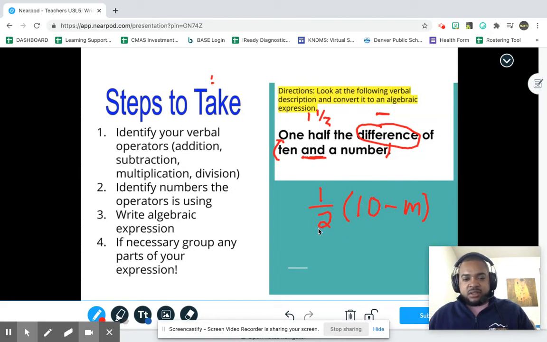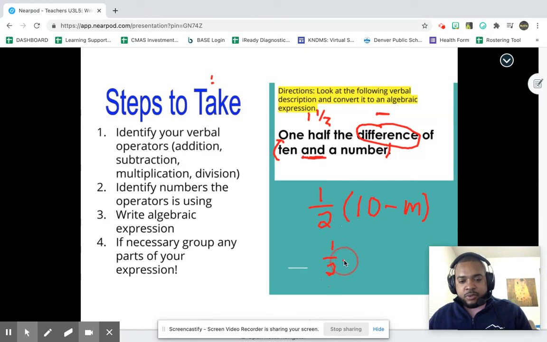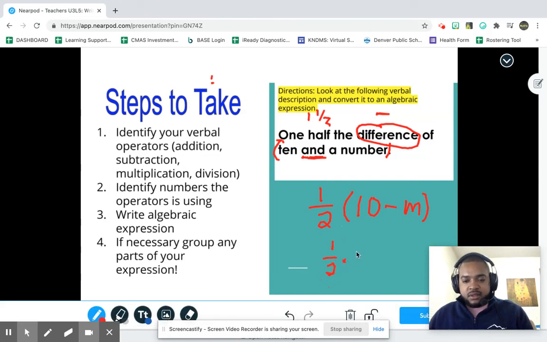As you can see here, this is what you should have gotten: 1/2 the difference of 10 and a number. Remember, the "and" represents that these are two things doing something different. What am I doing with 10 and a number? I'm finding the difference. What am I doing with that? I'm going to find half of it. Half of the difference of 10 and a number. That's why this is a grouping together, and that's why this is right next to the parentheses, because anytime you have a number next to parentheses, it always represents multiplication.